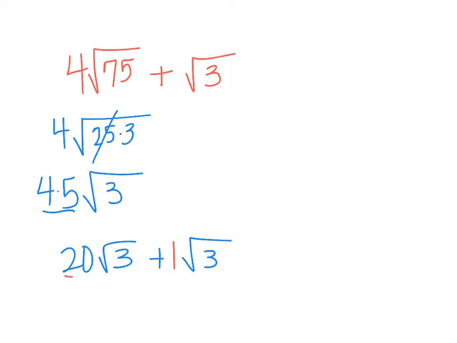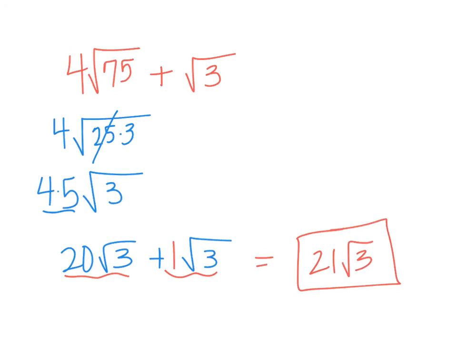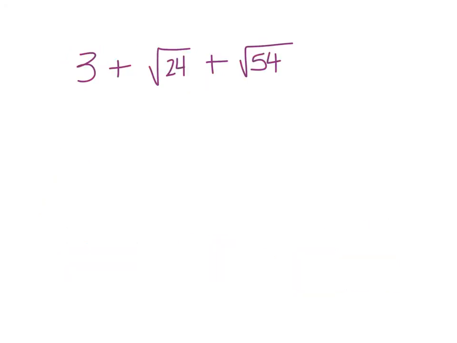Now I can combine these. I have 20 of them plus 1 more would give me 21 times the square root of 3. This would be my final simplified answer. All right, let's try another one.